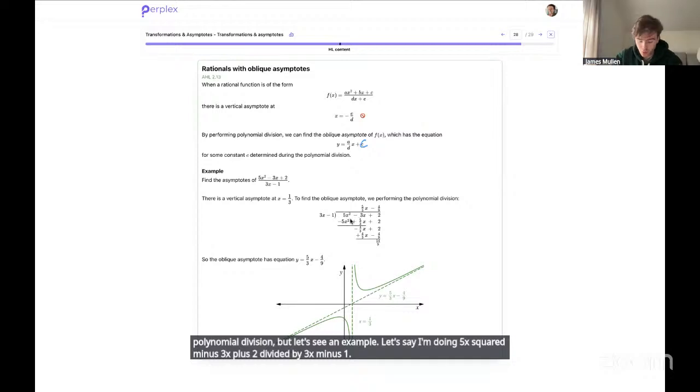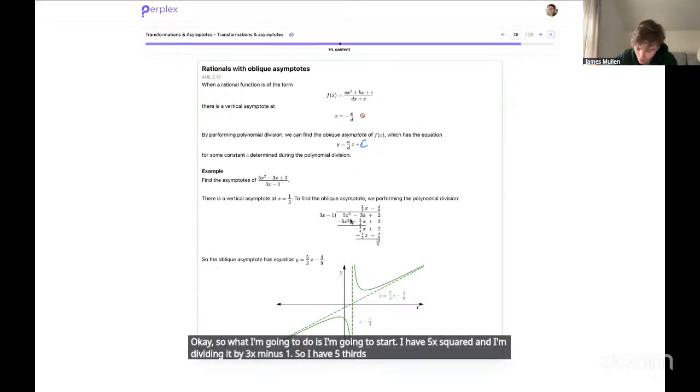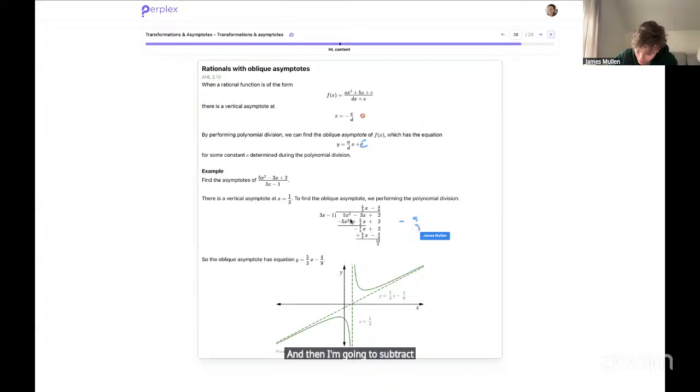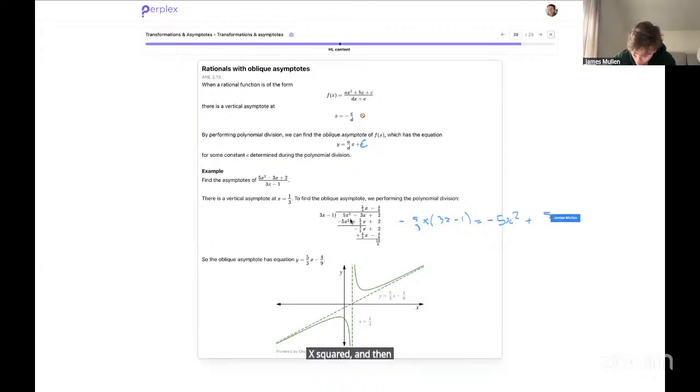Okay, so what I'm going to do is I'm going to start, I have 5x squared and I'm dividing it by 3x minus 1. So I have 5/3, because I have 5 and 3, so 5/3 of x is the first thing I write. And then I'm going to subtract in the first row 5 over 3x times 3x minus 1. It's going to be minus 5x squared, and then plus 5 over 3x. Okay, so I add that, and I keep my plus 2, and my new total is negative 4 over 3x plus 2.